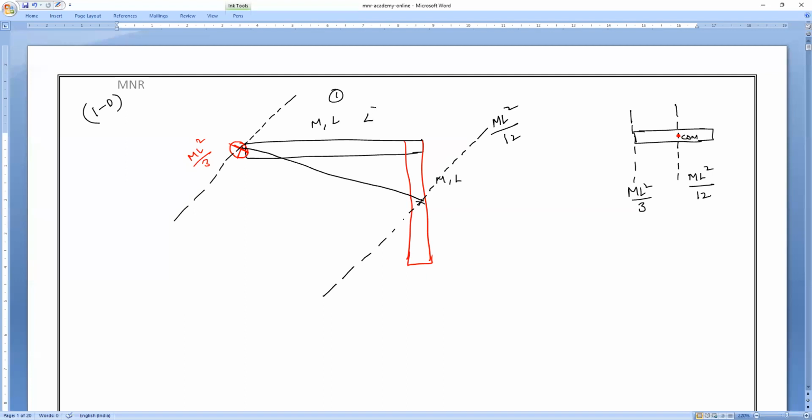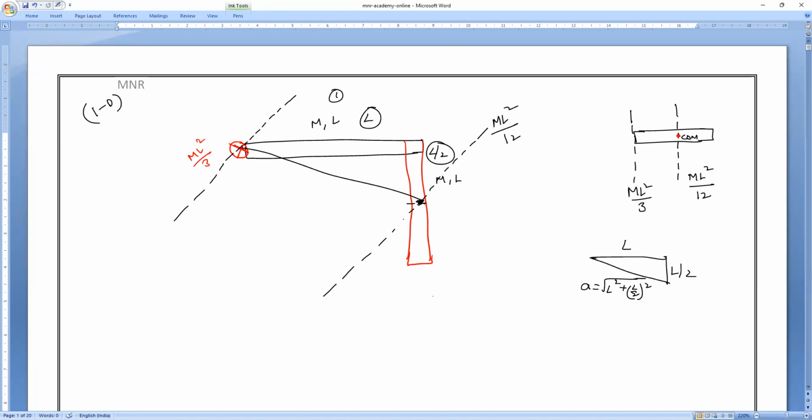Now the perpendicular distance between them. The length is L and the axis passes through the center of mass, so the other length becomes L by 2. Solving this, with sides L and L by 2, apply the triangle formula. So A is equal to root over L square plus L by 2 whole square. Have you solved it?